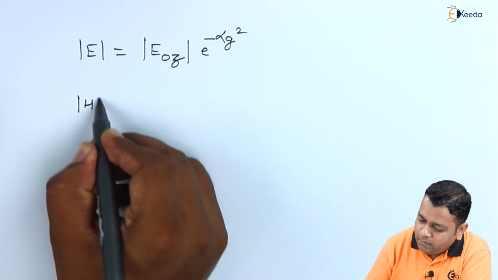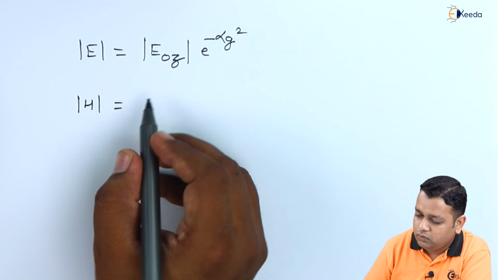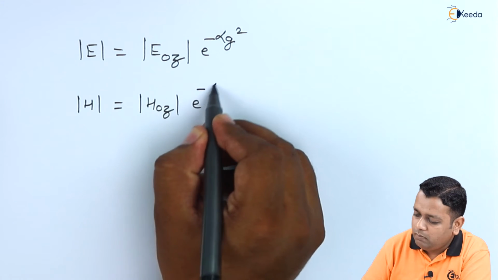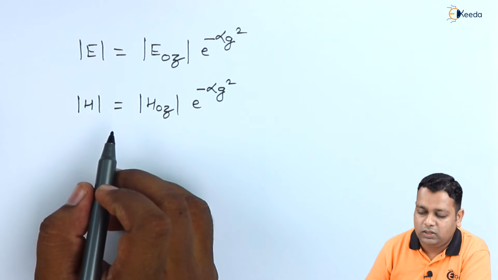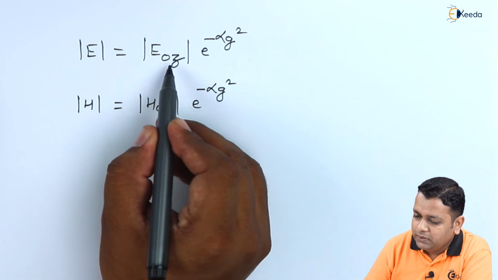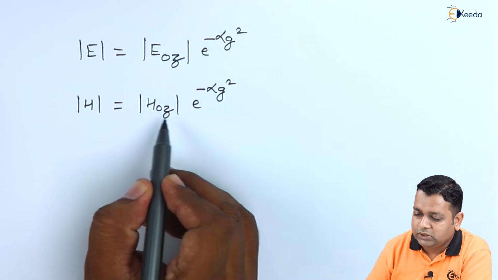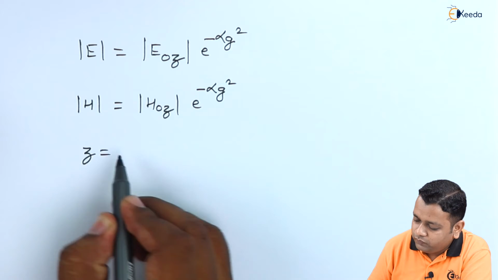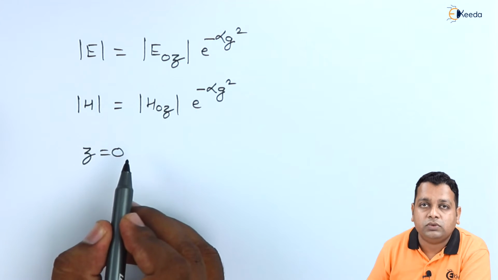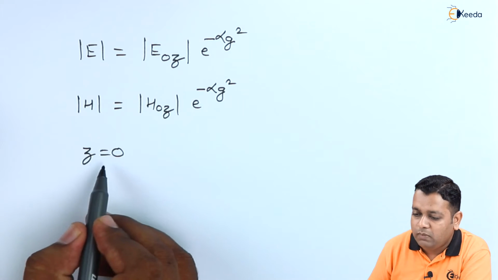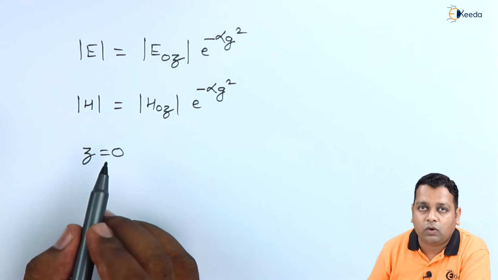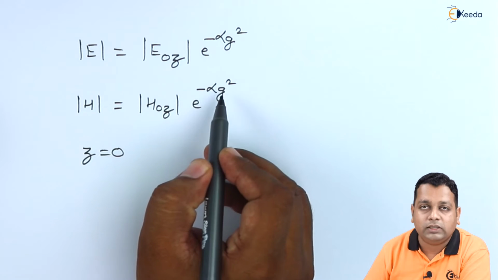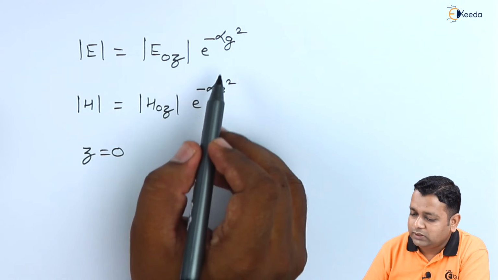Whereas the magnitude of the magnetic field intensity vector H is equal to the modulus of H suffix 0z multiplied by e to the power minus alpha suffix g z. Here E suffix 0z and H suffix 0z are the field intensities at peak values. Selecting the initial condition z equal to 0 meters, as z is the measurement of distance in the direction of propagation of the microwave inside the waveguide. Now alpha g is, as before, the attenuation constant inside the waveguide.